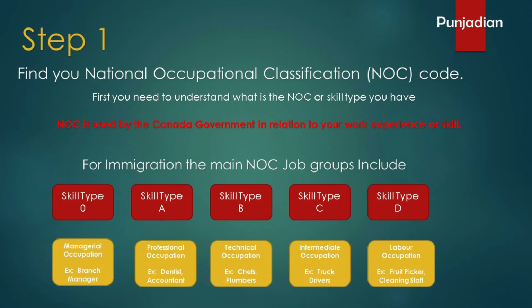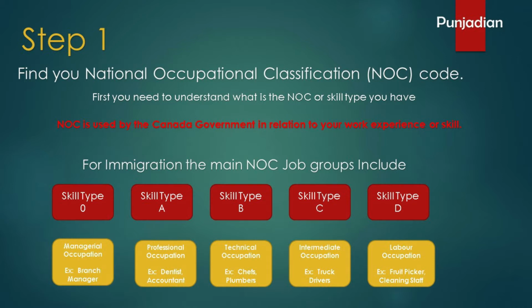Step number 1 is to find out your National Occupational Classification, or the NOC code. You need to understand what is the NOC or skill type you have. NOC is used by the Canadian government in relation to your work experience or skill type.